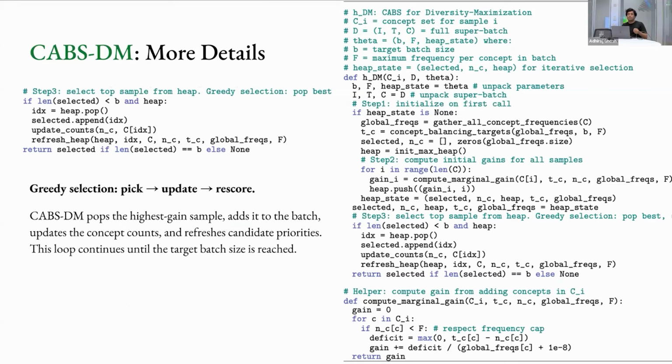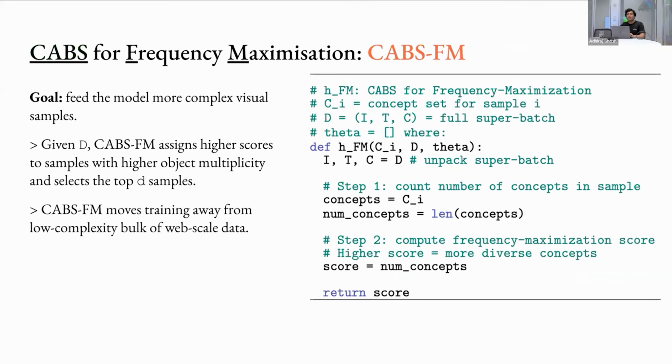So CABS DM will pop, given the scoring for every single remaining sample in the super batch, the highest gain sample, add it to the batch, and then iteratively update the concept counts, and the next stage is determined by how the concept distribution is for the sub-batch that's being selected. So a bit complicated, but I hope I explained it decently. That was super complicated.